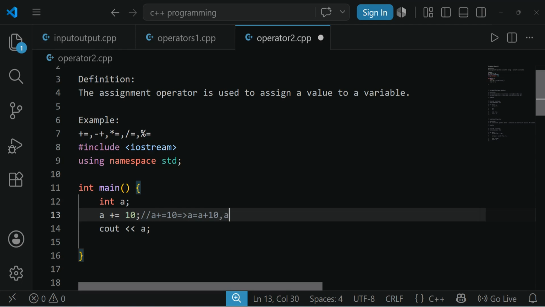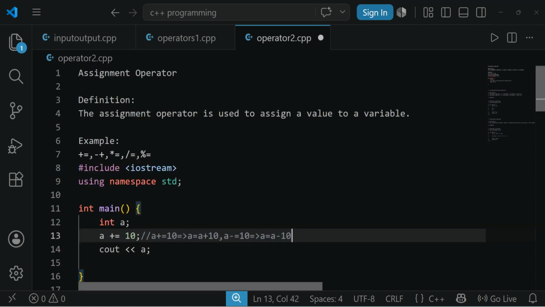It is similarly the same for A minus equals to 10. It acts the same way: A is equals to A minus 10. For multiplication, A is equals to A into 10. For division, A is equals to A divided by 10. A is equals to A percent 10. It is the same. When you want to add, subtract, divide or multiply some value for a particular variable and store it in that particular variable, in that condition we actually use this assignment operator.